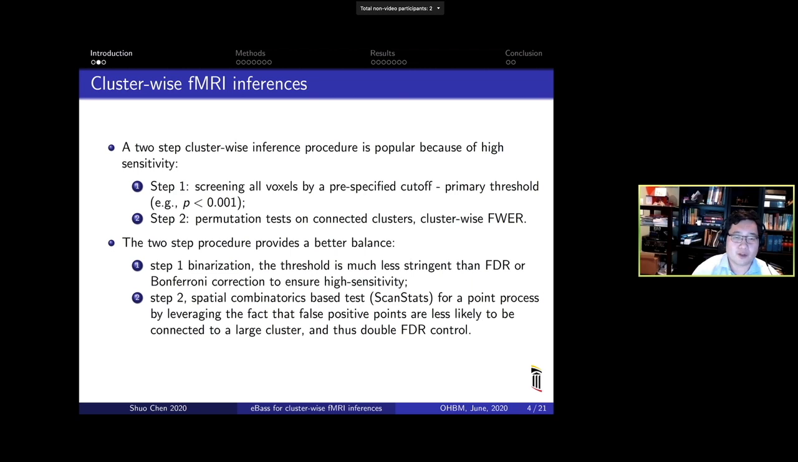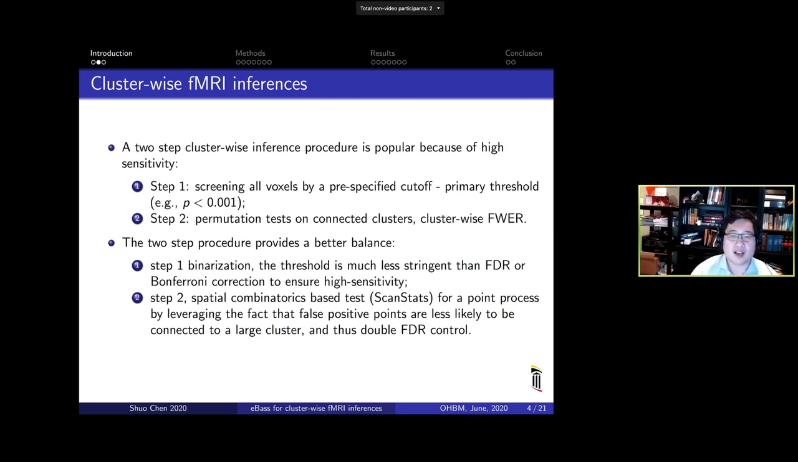So in the first step, essentially it's a binarization. The threshold usually is much less stringent than FDR or Bonferroni correction to ensure high power. And after the first-step binarization, all the points in the 3D brain space can be considered as a binary point process. Because in the first level the cutoff is much looser, at the second level there are many false positive voxels. And the second step has the underlying assumption that the false positive voxels don't appear in a large cluster. So false positive voxels usually appear more independently, unconnected.